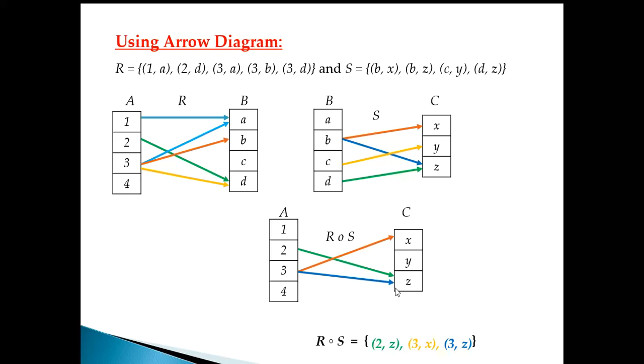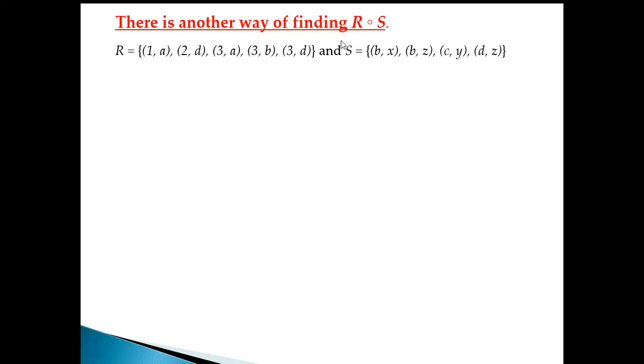So in the earlier method we saw that our answer R composition S is this, and here it is the same. This is the second method: you can calculate R composition S by using the diagram. Okay, so now another way to find R composition S is the matrix method. We already know about the matrix method, we studied it earlier.